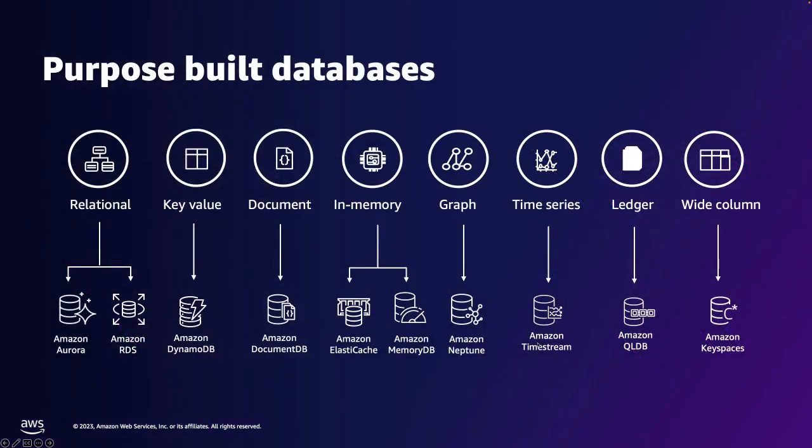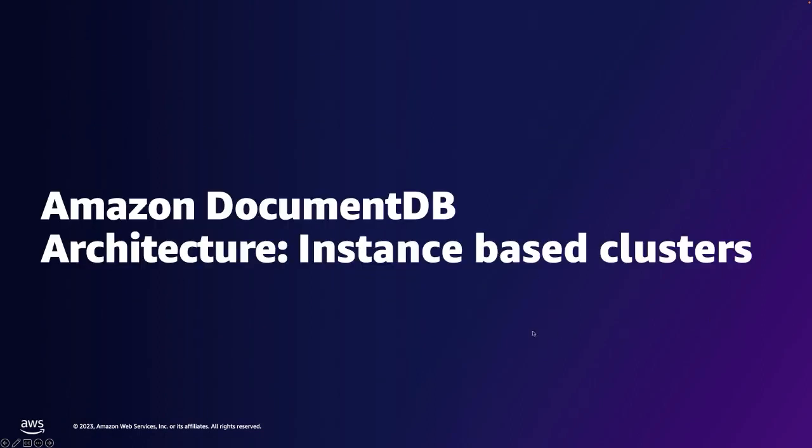Amazon Web Services offers over 15 purpose-built database engines to support diverse data models. Amazon DocumentDB, the topic in discussion today, is a purpose-built document database that is scalable, highly durable, and a fully managed database service for operating mission-critical JSON workloads or MongoDB compatible workloads. The DocumentDB service has two different types of clusters: instance-based clusters and elastic clusters. So let's get started with the instance-based DocumentDB clusters.